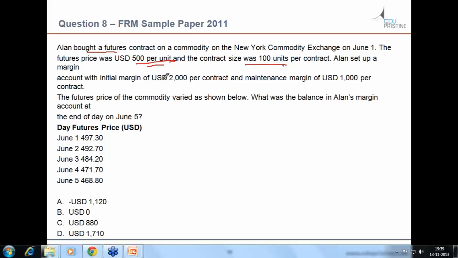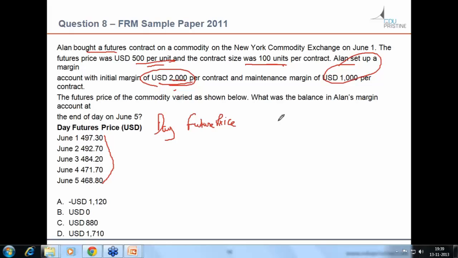He sets up a margin account with an initial margin of $2,000, so his initial margin is 2,000 US dollars, and the maintenance margin is 1,000 US dollars. The futures price of the commodity varies as shown below. We have been provided with the variations. What was the balance in Alan's margin account at the end of June 5? To be on the safer side, we can make a table and start putting in the values. I'll take it this way: the day, the futures price.